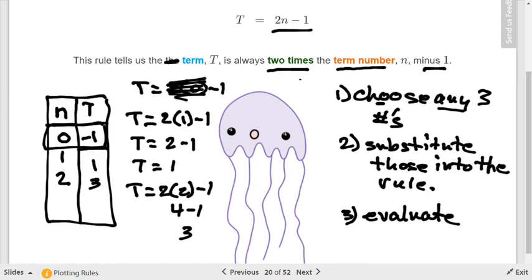All right. So all I did was choose any 3 numbers. And again, it doesn't matter which ones. I like to use 0 because it's easy. Just makes your n term disappear, right? Okay.